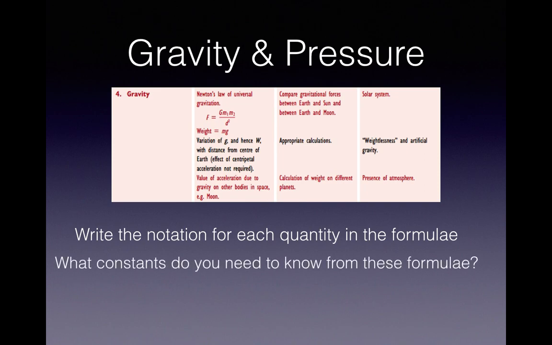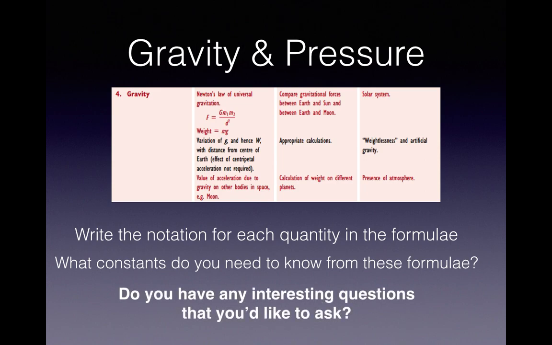The second thing is in those formula, identify which of the values are constants and which are variables. So variables are values you sub in that will be different in each case. Constants are the same no matter what values you put into the equation. And then finally, I'd like you to write down any interesting questions that you'd like to ask. So if you do those now and pause the video, I'm going to keep going though.